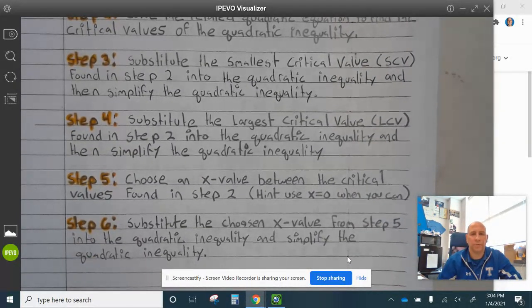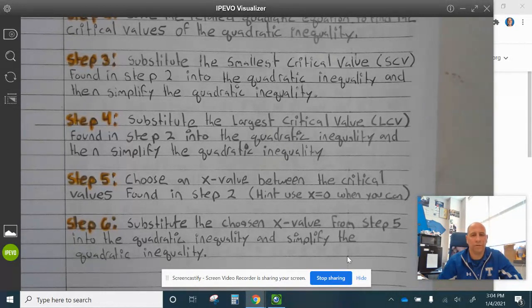Step 3, substitute the smallest critical value, abbreviated SCV, found in step 2 into the quadratic inequality and then simplify the quadratic inequality. Step 4, substitute the largest critical value, abbreviated LCV, found in step 2 into the quadratic inequality and then simplify the quadratic inequality.